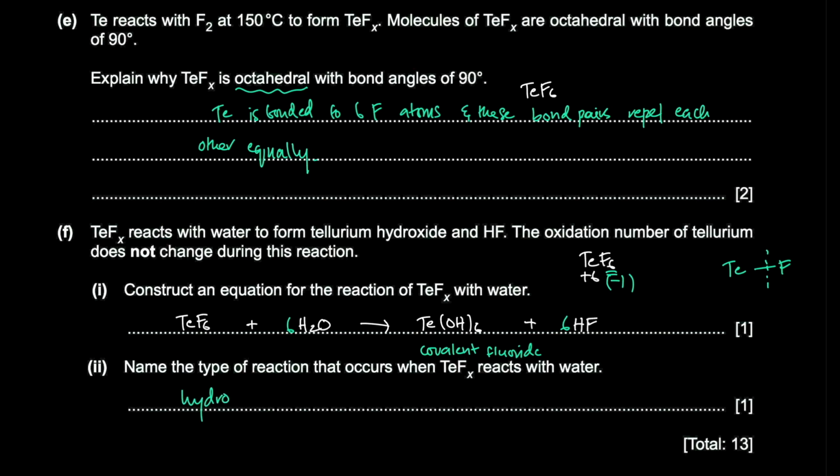This is similar to what you get with chlorides of period 3, like when we have something like PCl5 or SiCl4. Non-metal chlorides undergo hydrolysis. The same idea here. Whenever you have a covalent fluoride or a covalent chloride, you're going to have a hydrolysis reaction with water. This is what results in the formation of an acidic solution.